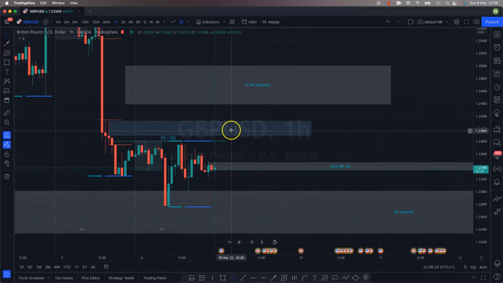So equal highs may get tapped, supply may get tapped here, and then we may see a sell down. However, the market could also buy into this, continue higher. Area of liquidity here, we've got a big fair value gap.